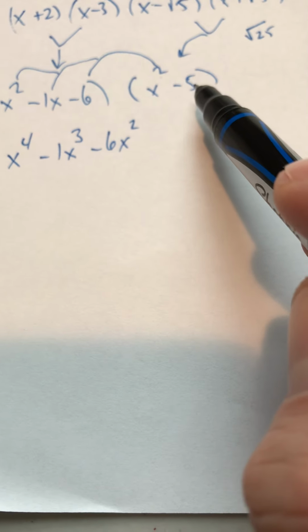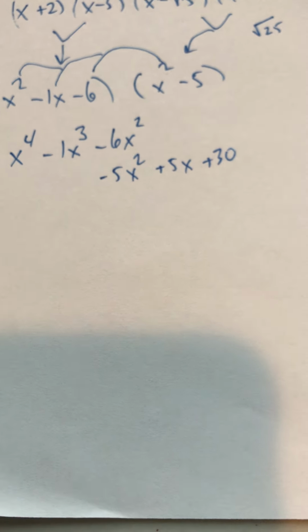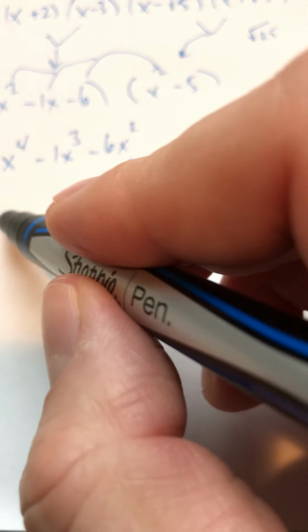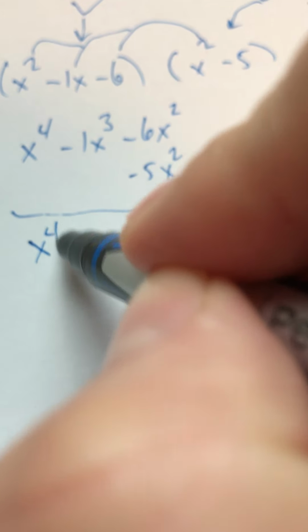And now I'm going to distribute this negative 5. So negative 5 times x squared. Negative 5 times a negative x. And then plus 30. And there's the result from that one. So now I'm going to do my like terms. And we would be finished with this one.